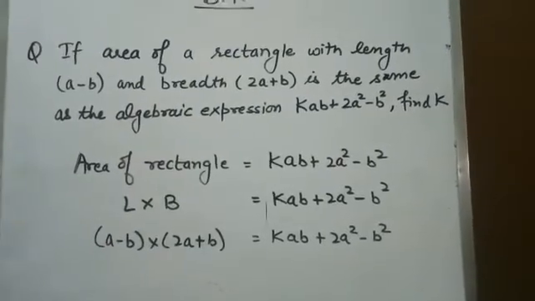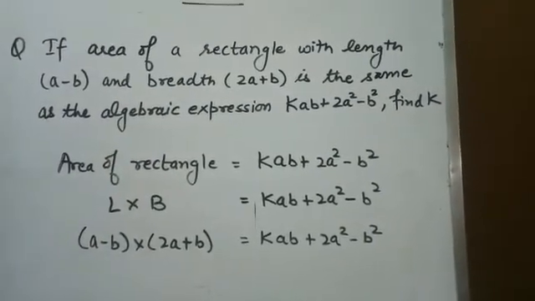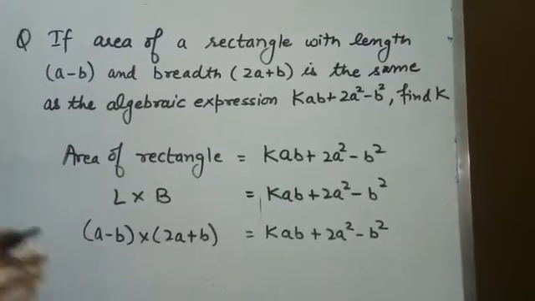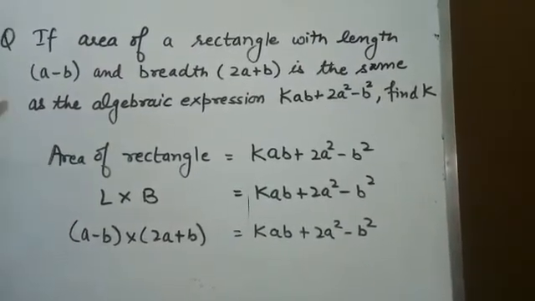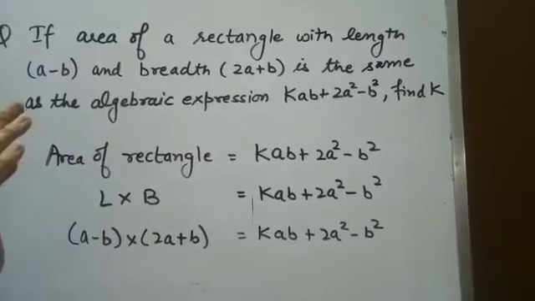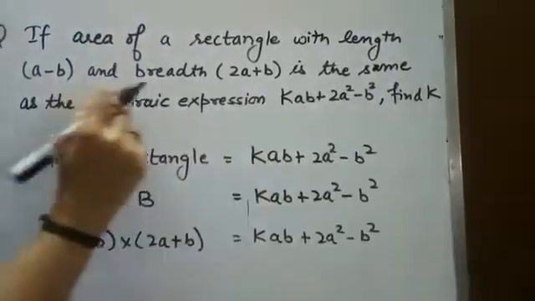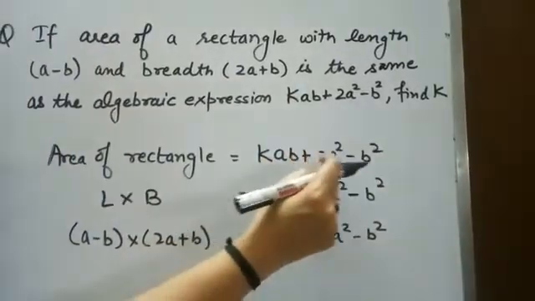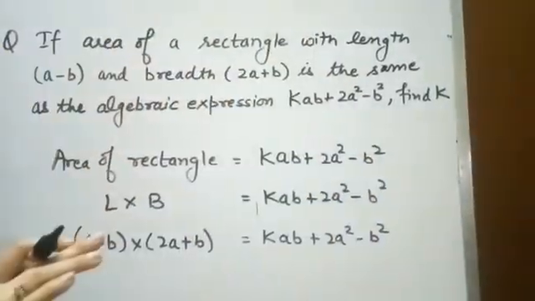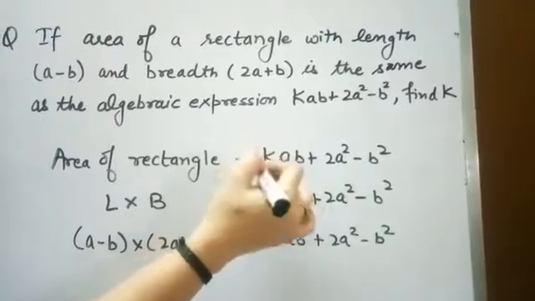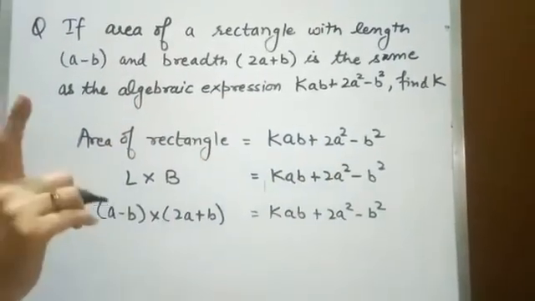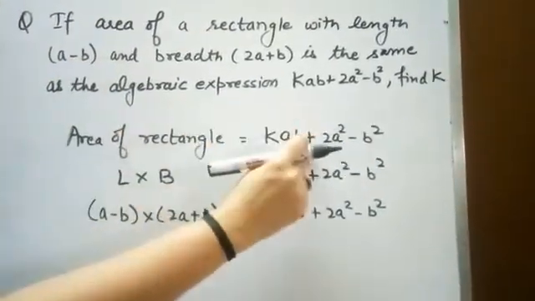Now the next question is: the area of a rectangle with length a minus b and breadth 2a plus b, the length and breadth of the rectangle being given to us, is the same as the algebraic expression kab plus 2a square minus b square. We have to find the value of this constant k. What is given to us? Area of rectangle is equal to this.